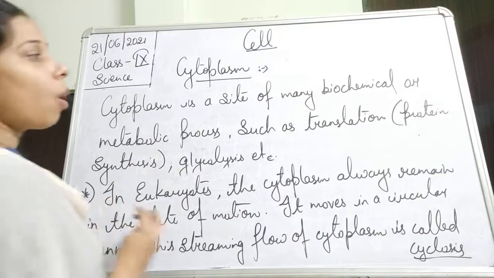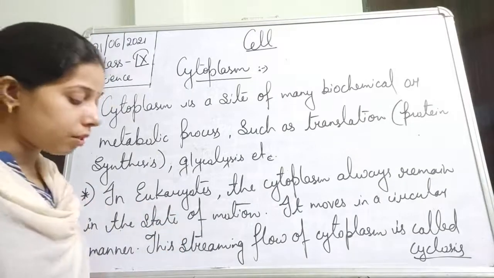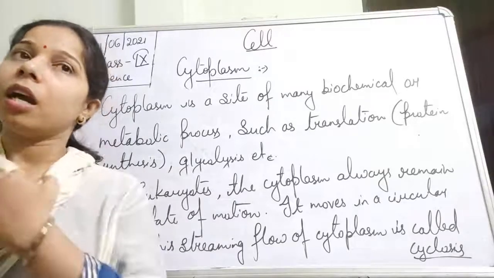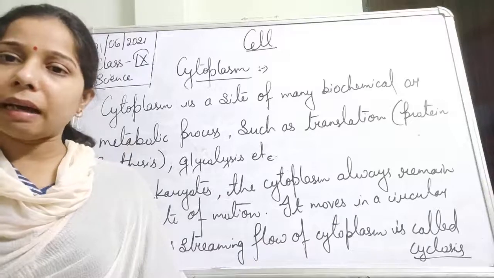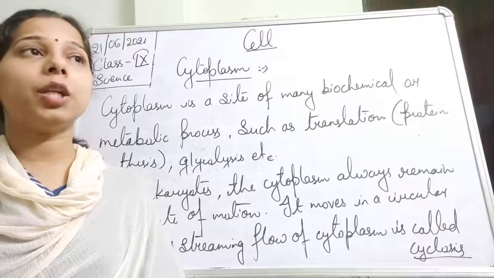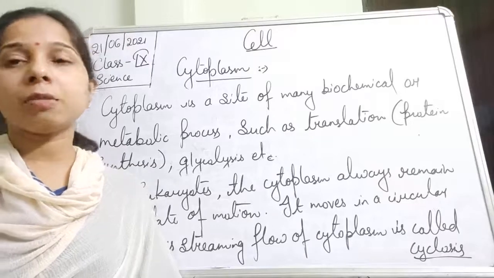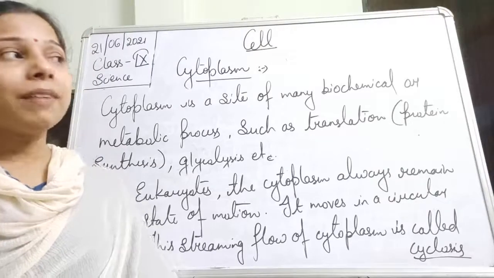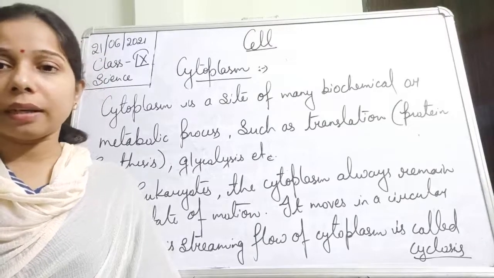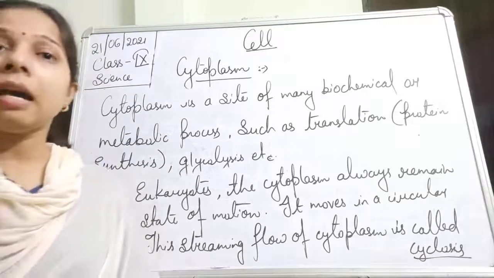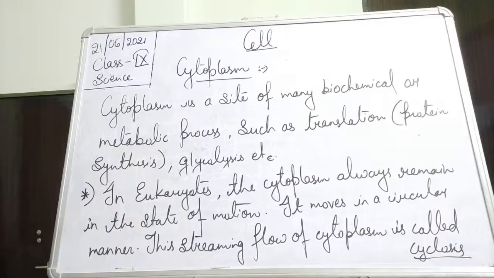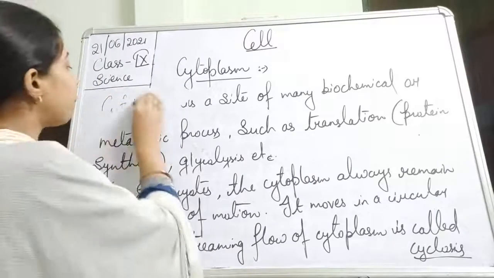Now, the cell organelles which are present. Students, you have seen that if you look at the onion peel or the cheek cell in a light microscope, we cannot see the cell organelles present in the cytoplasm. We can only see the nucleus, the cytoplasm itself, and the cell wall, but we cannot see the cell organelles. To find the cell organelles in the cytoplasm, we need a high quality microscope such as an electron microscope.